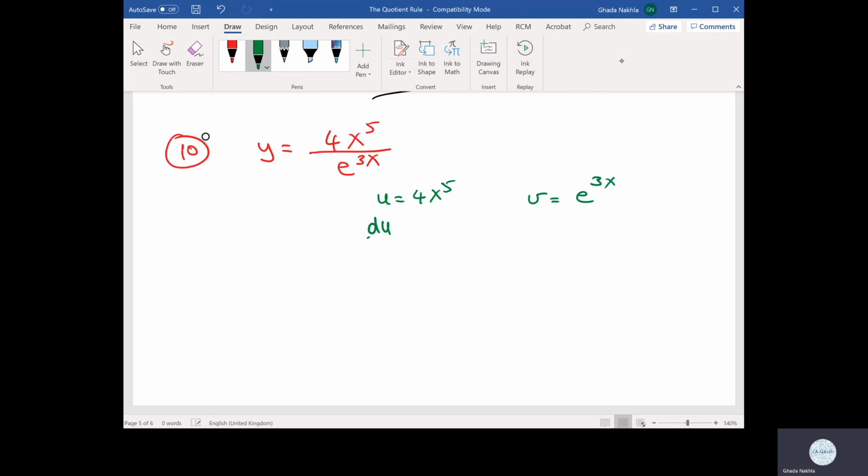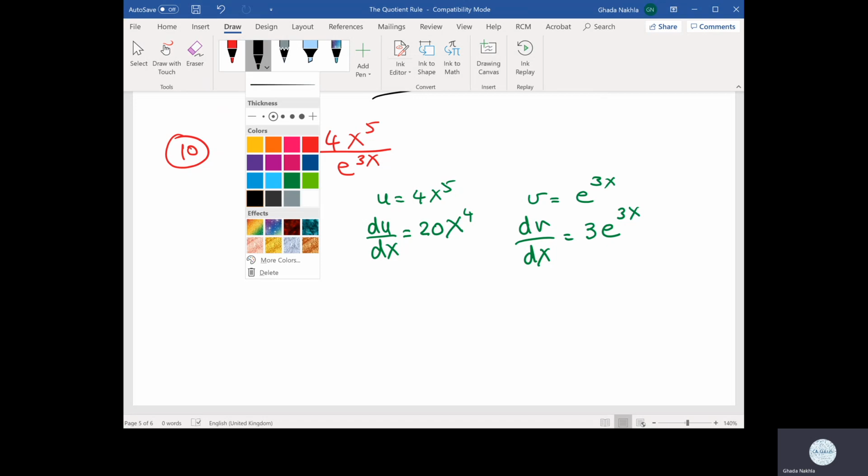Du by dx is, drop the 5, so 5 times 4 is 20. X, decrease the power of the 5 by 1, 4. dv by dx. When you differentiate e to the kx, you get k e to the kx. In this case, k is 3. So you get 3 e to the 3x.